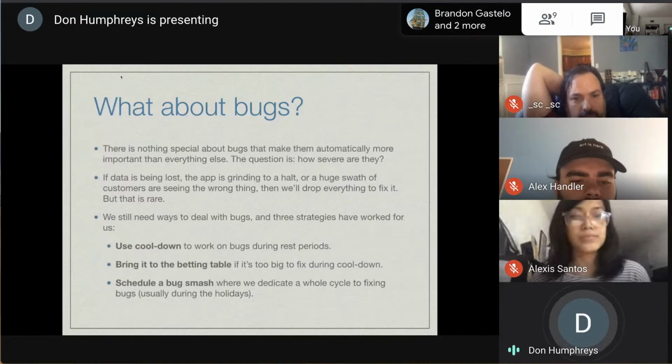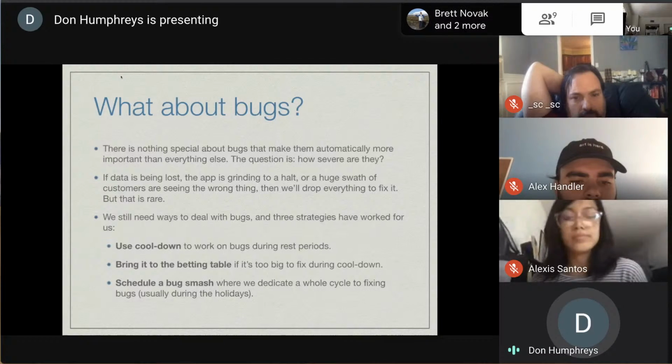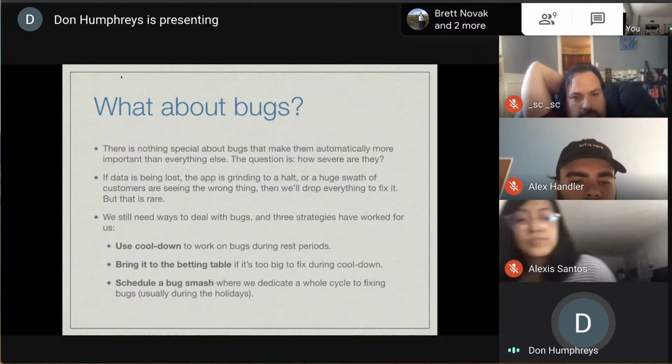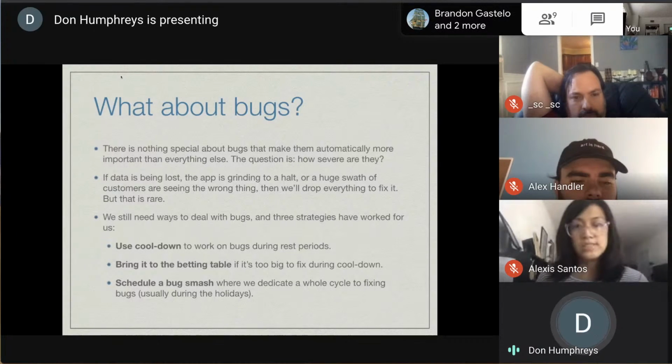So then you may ask, what about bugs? Well, there's nothing special about bugs that makes them automatically more important than everything else. The question is, how severe are they? If data is being lost, the app's grinding to a halt, or there's a huge swath of customers that are seeing the wrong thing, then sure, we'll drop everything and fix it. But that's actually rare.